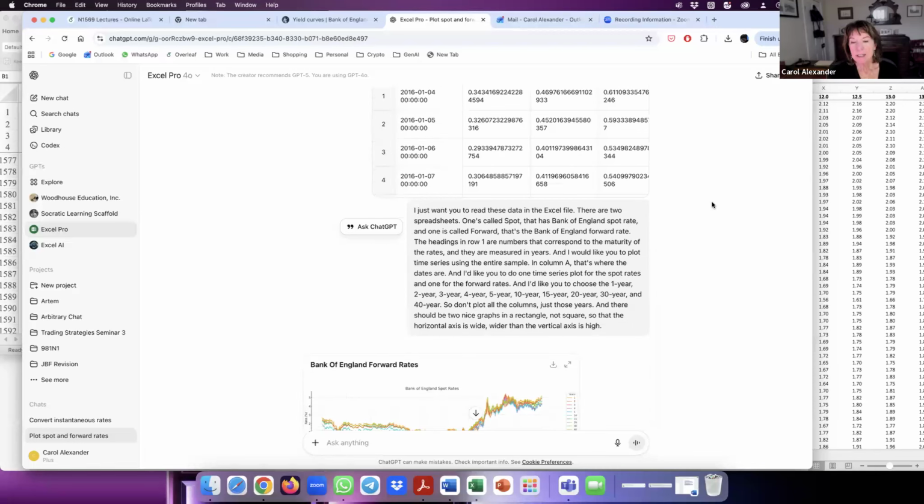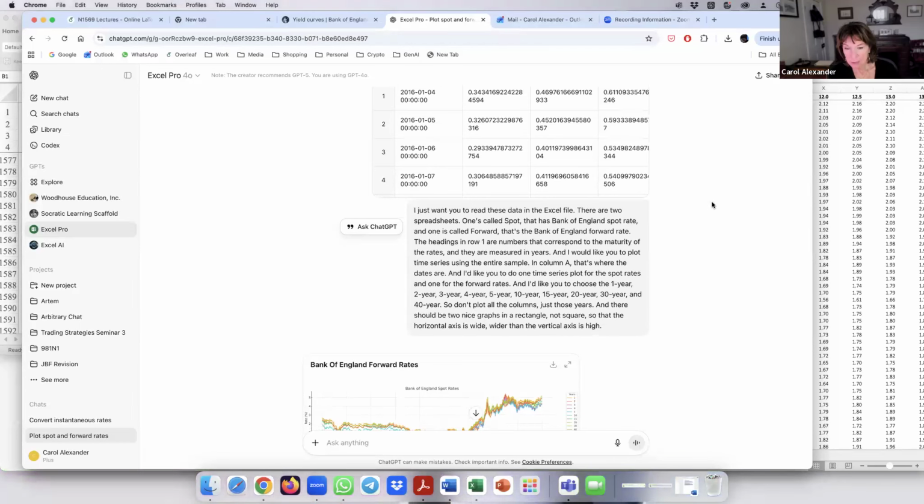I just want you to read these data in the Excel file. There's 2 spreadsheets. One's called Spot, that's Bank of England spot rate, and one is called Forward, that's the Bank of England forward rate. Headings in row 1 are numbers that correspond to the maturity of the rates, and they're measured in years. And I'd like you to plot time series using the entire sample. In column A, that's where the dates are, and I'd like you to do 1 time series plot for the spot rates and 1 for the forward rates. And I'd like you to choose 1 year, 2 year, 3 year, 4 year, 5 year, 10 year, 15 year, 20 year, 30 year, and 40 year. Don't plot all the columns, just those years, and there should be 2 nice graphs, sort of in a rectangle, not square. So the horizontal axis is wide, wider than the vertical axis is high.